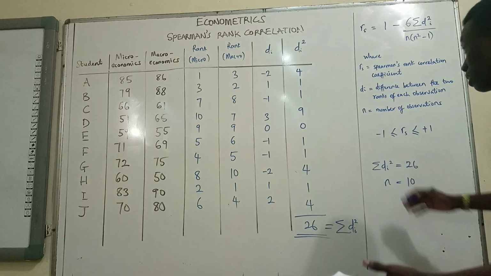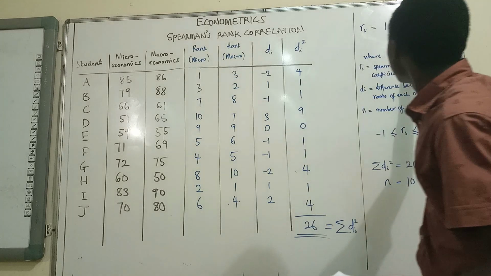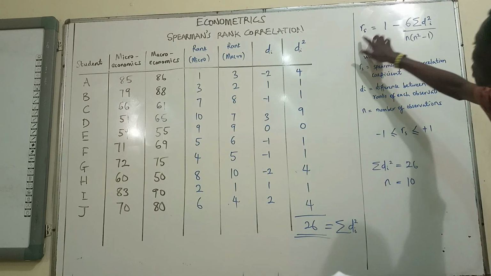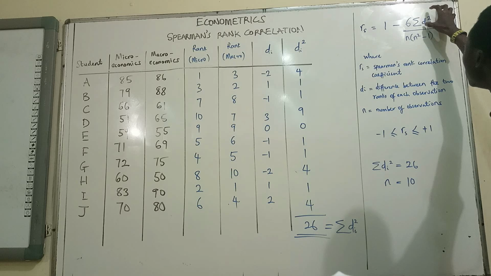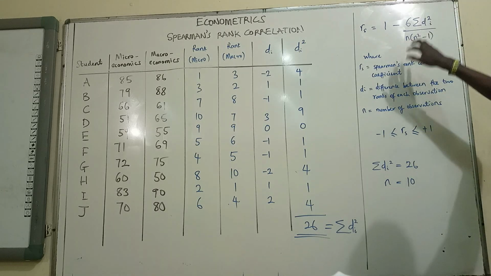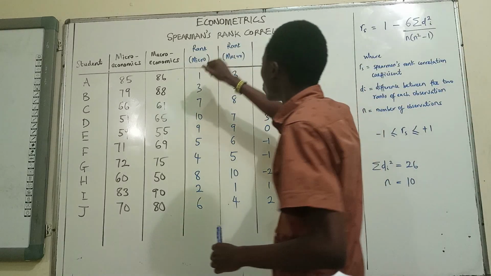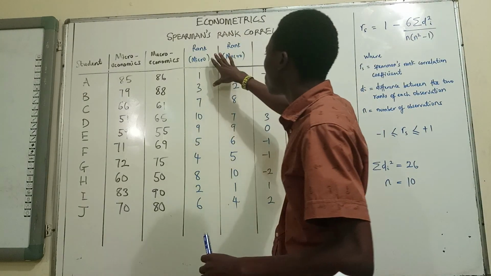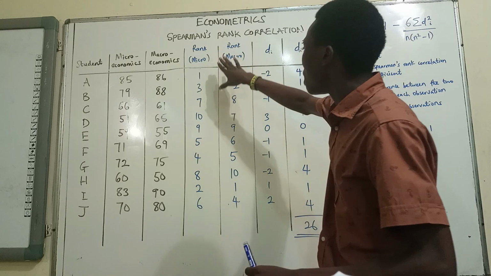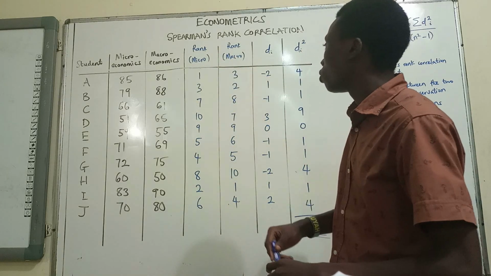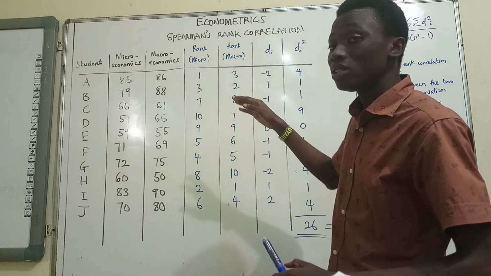We have 10 students. So to get the Spearman rank correlation coefficient, we need this summation d squared. We already have n and we can get n squared. So the first thing is to rank their performance. This is the ranking based on their microeconomics scores. Here I use descending order.